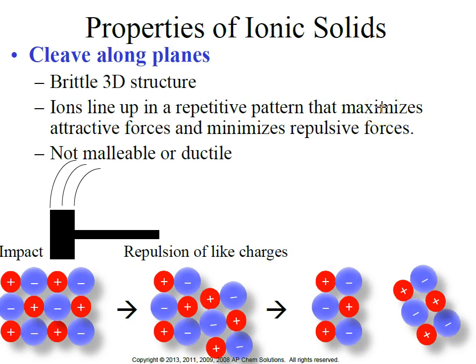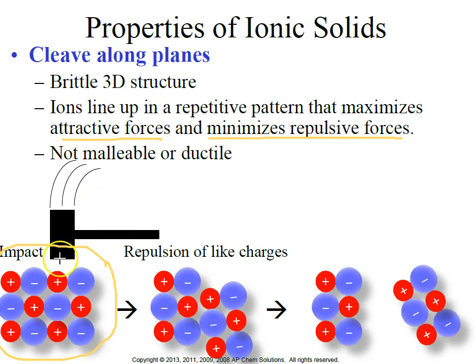Another property of ionic compounds is they cleave along a plane. What that means is they're going to break along a plane, usually a fairly straight line. They have a very brittle 3D structure. So if you look at the 3D structure of an ionic compound, which you see down here to the left, you've got your negatives and positives lining up in repetitive patterns. And this pattern maximizes the attractive force and minimizes the repulsive forces. So you can't really bend an ionic compound. It's not very malleable. You can't really stretch it into a wire. It's going to keep its shape because it needs to keep this arrangement.